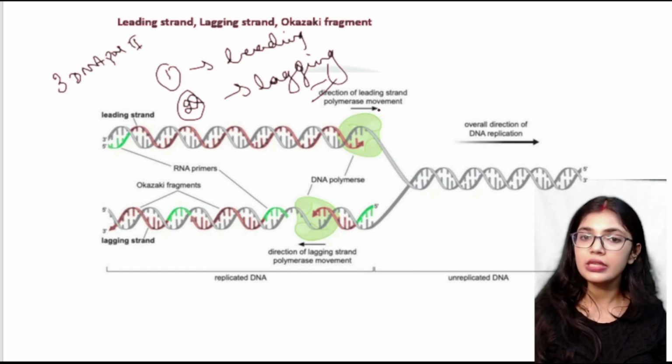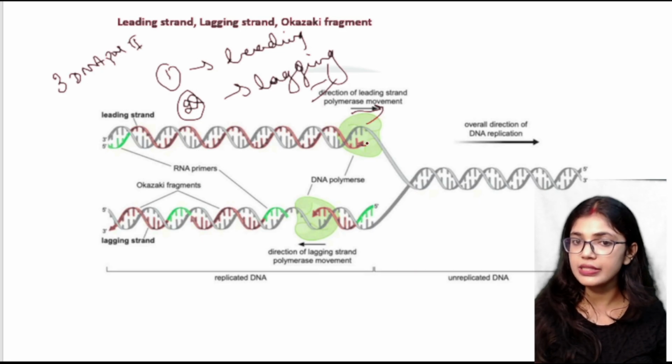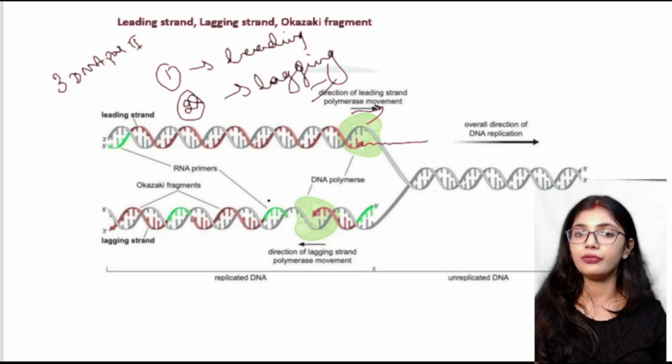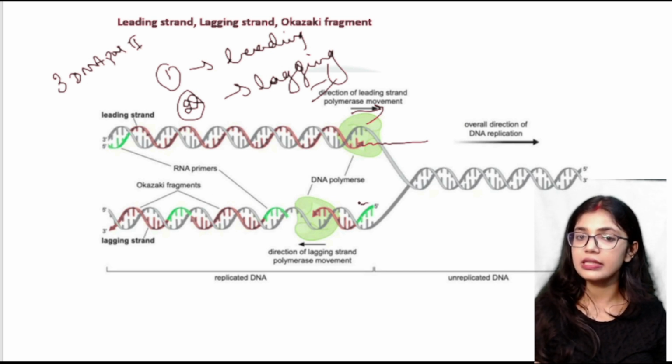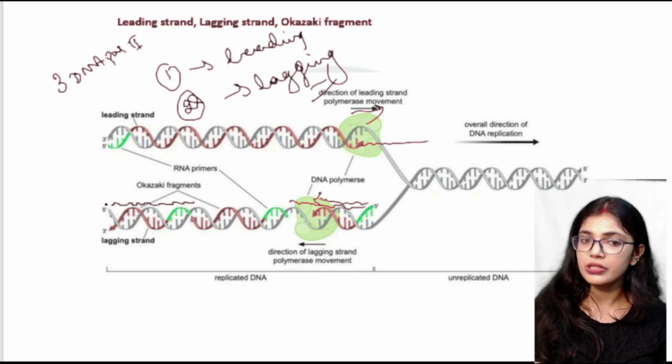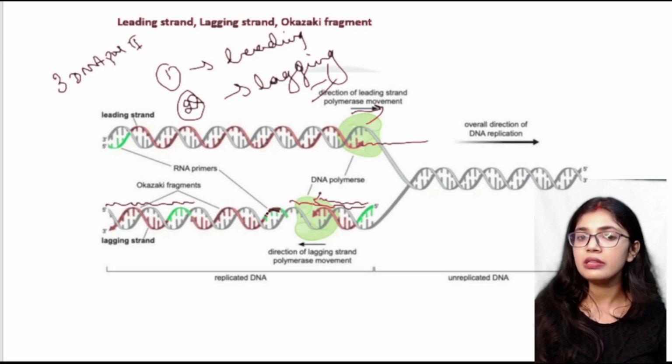Okay, so in the leading strand, the DNA polymerase is going in one direction, synthesizing in the forward direction. But in the case of the lagging strand, it is being synthesized in the opposite direction, and it is done in stretches. Suppose this polymerase is working here, and these were the polymerases which were working. In the next step, another primer is being synthesized here.